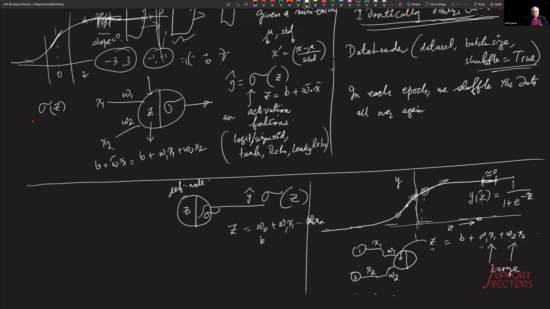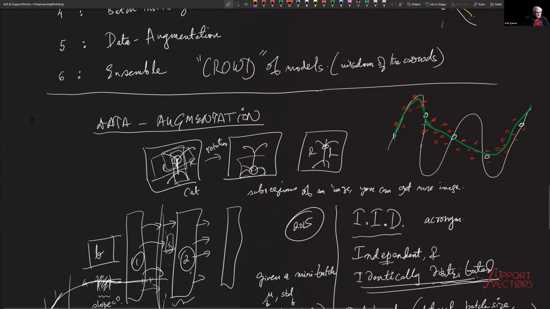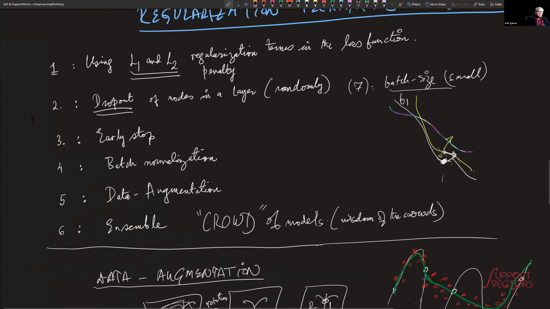All right, so that's for batch normalization. Let's move forward. Today I introduced the concept. We will be coming back to it again and again.